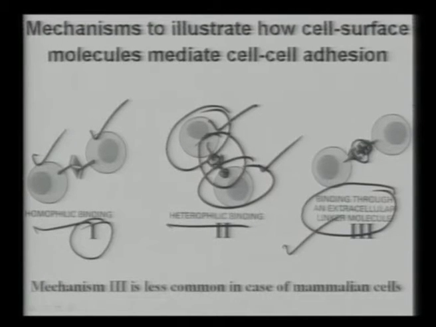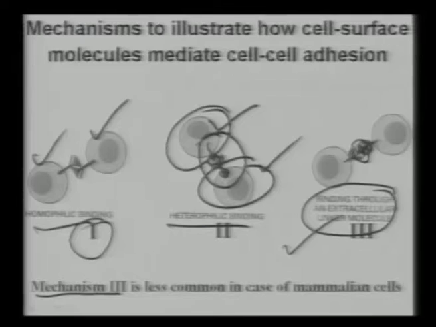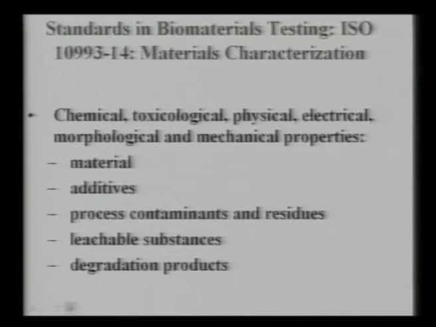The statement that has been written here is that mechanism 3 is less common in the case of mammalian cells. Whatever biological cells or mammalian cells you are using in the laboratory, of relevance to various biomedical applications, it is mostly mechanism 1 or mechanism 2 which are common or dominant. Standards in biomaterials testing: ISO 10993-14, that is the materials characterization.